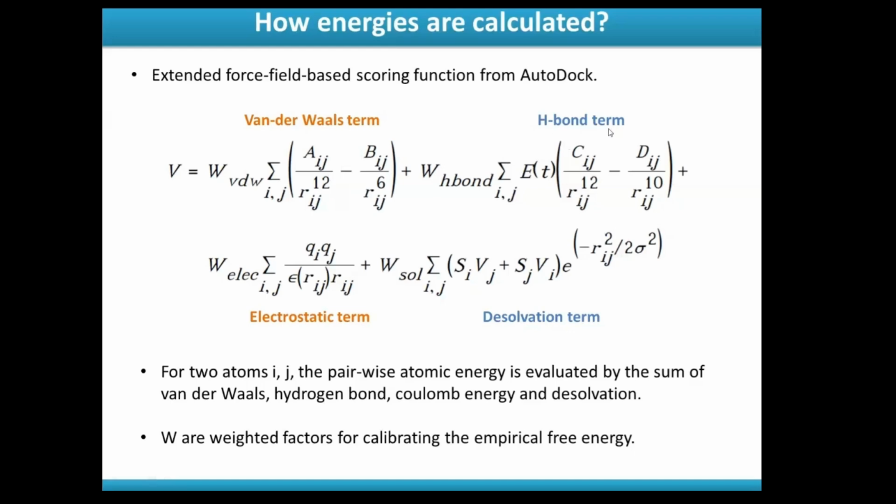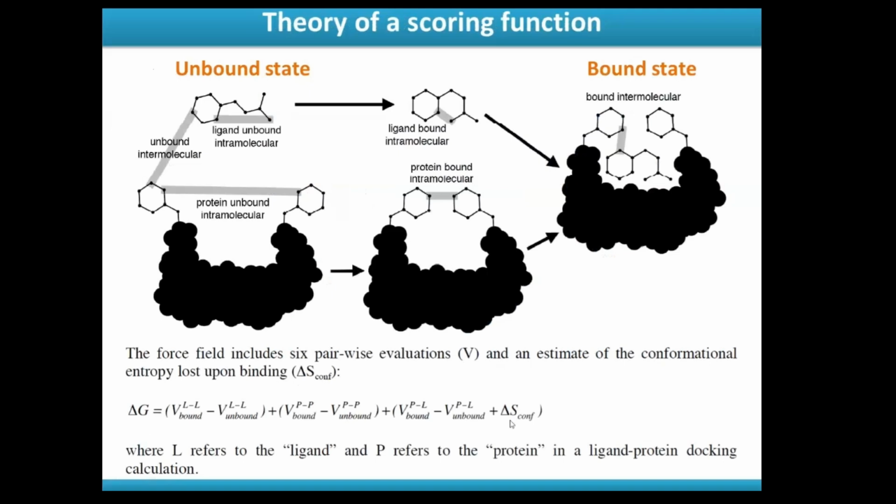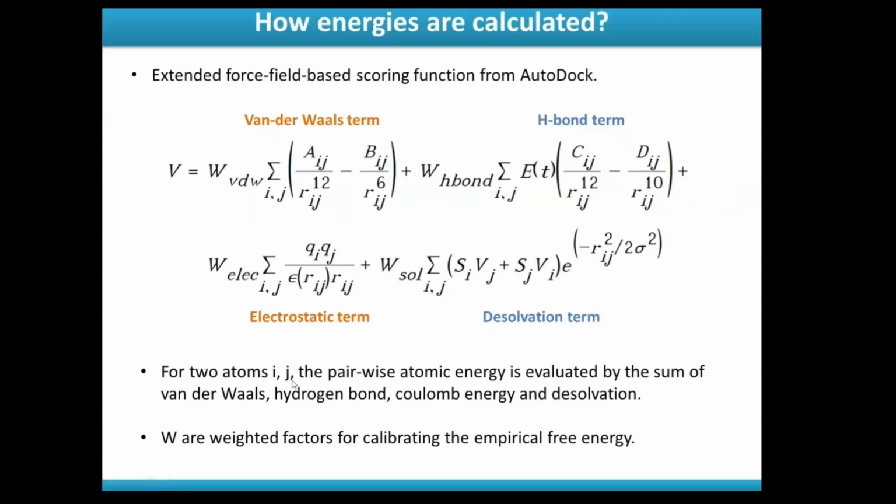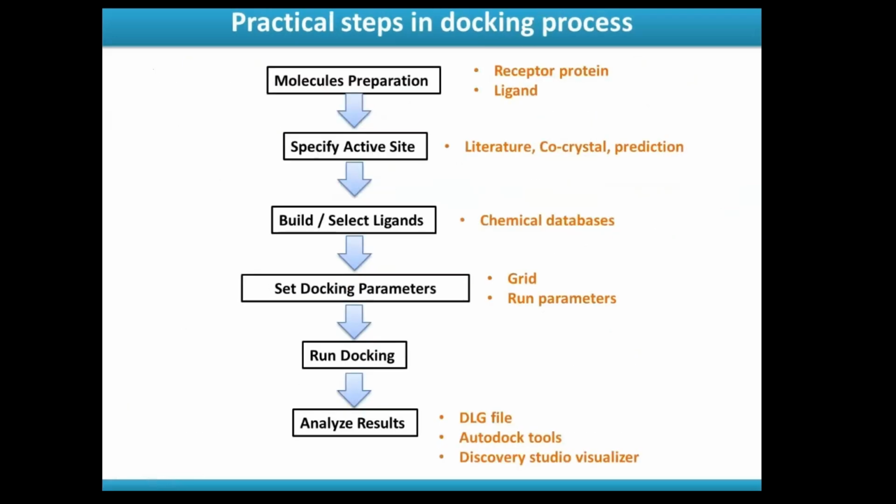One is the hydrogen bond term, which is very similar to the van der Waals Lennard Jones potential, but here we have values of 12 and 10. And the dissolution term, which basically corresponds to the volume of the atoms in a particular system. So once you use these equations and put them into this particular equation, you'll get the binding energy, that is delta G. So let's see what are the practical steps which are involved in molecular docking.